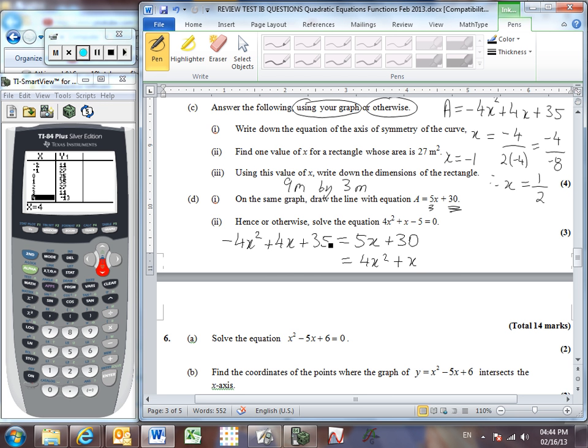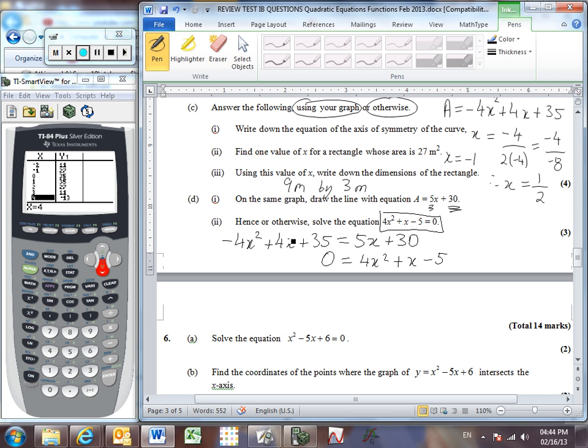This positive 35, when it moves to the right, will become a negative 35. So positive 30 minus 35 will give me negative 5. What's left on the left? Just a 0. And you'll see then that that's why we're solving this equation. We're effectively trying to find out where the parabola and the line intersect.